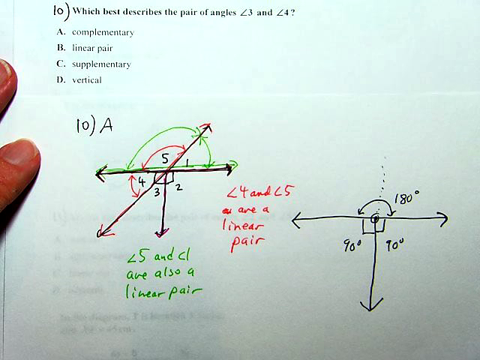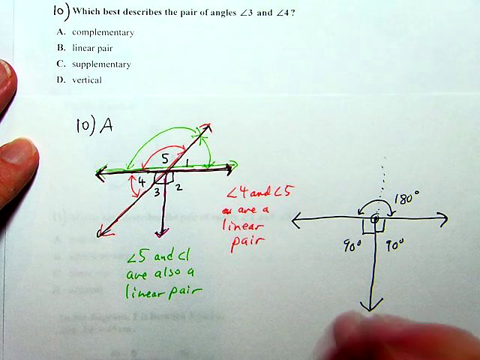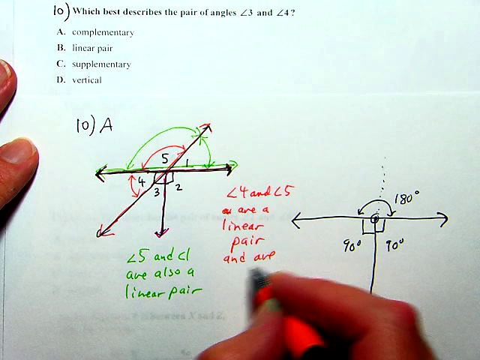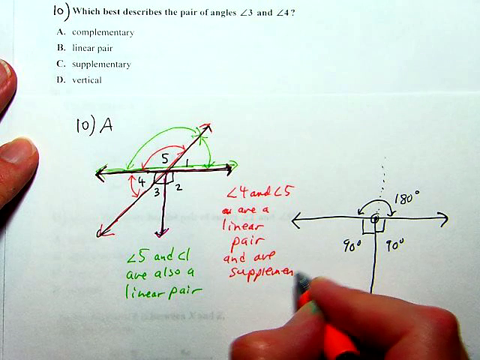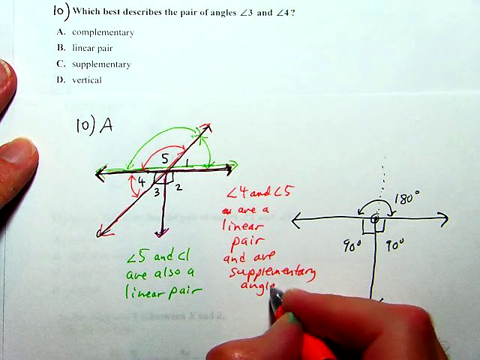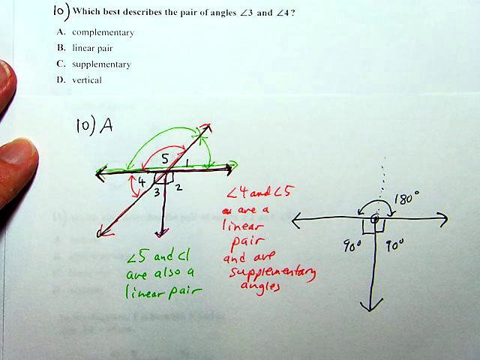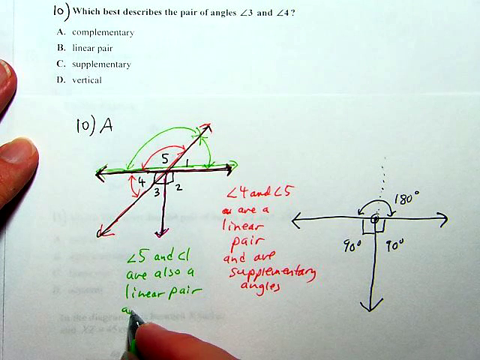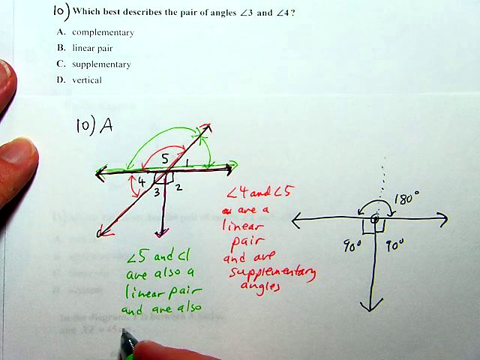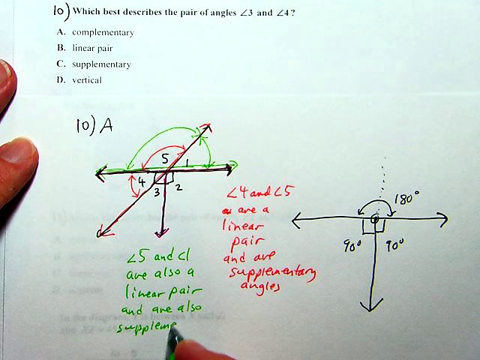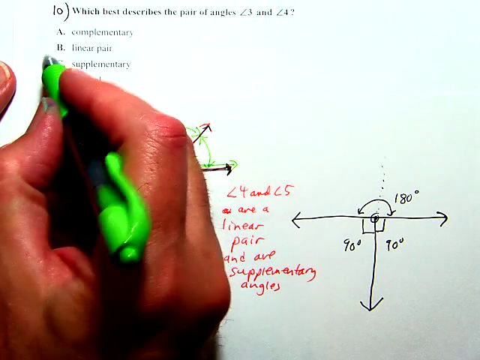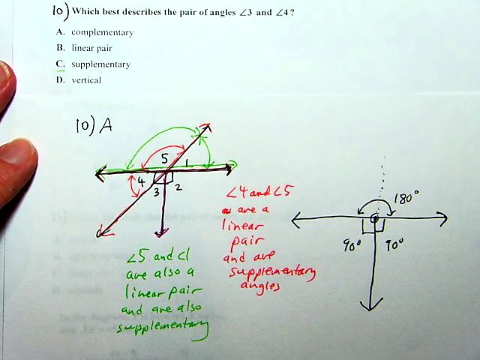Well, a pair of angles are a linear pair if they're supplementary, if they add up to 180 degrees. So it turns out that angle 4 and 5 are a linear pair and are supplementary angles. And it also turns out that angle 5 and angle 1 are also a linear pair and are also supplementary. Okay, so that would help you out with number C, the choice C, if we asked for supplementary.